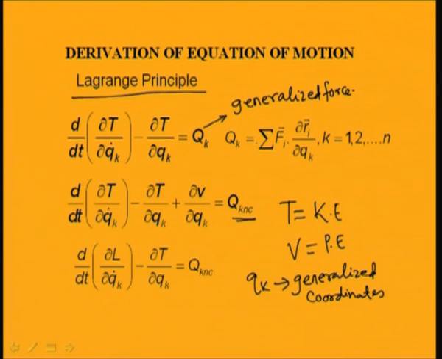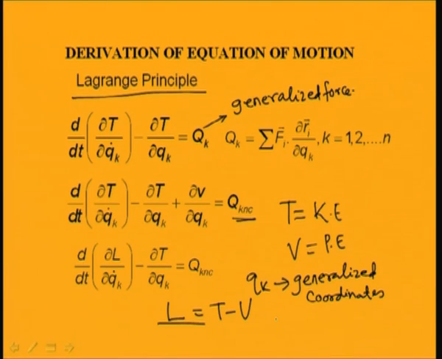When you are separating the conservative and non-conservative forces, already you know that the work done by the conservative force is equal to the negative of the potential energy. By applying that principle, you can rewrite this equation in this form: d by dt of del T by del q k dot minus del T by del q k plus del V by del q k equal to Q k nc. Already you know that the Lagrangian of a system, in case of a single degree of freedom system, was written in this form, L equal to T minus V.